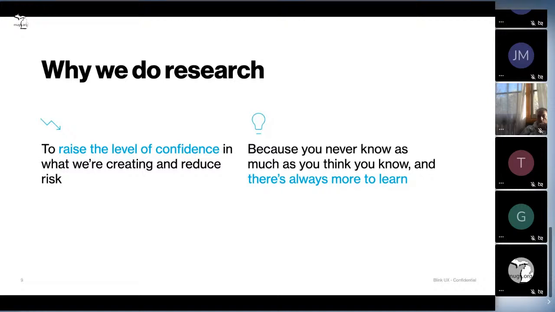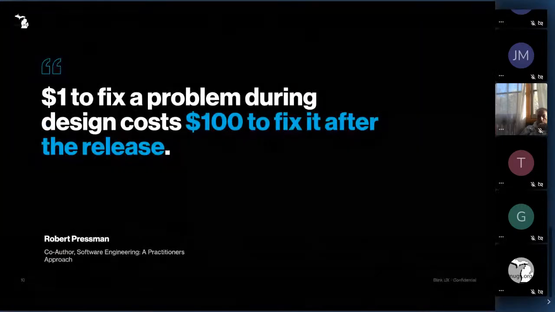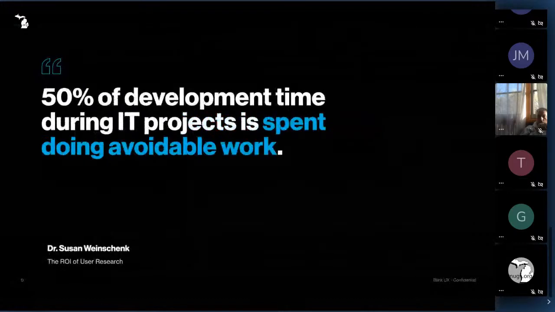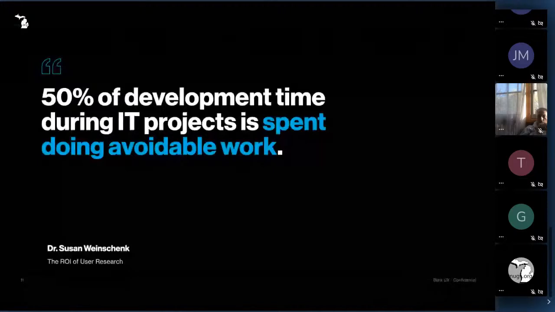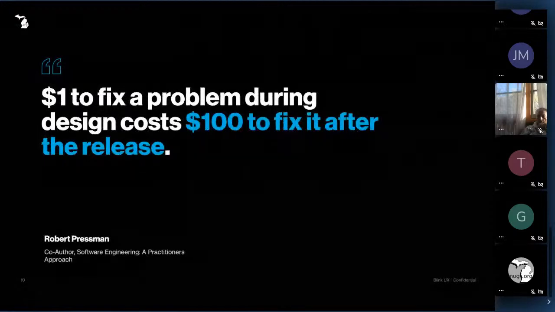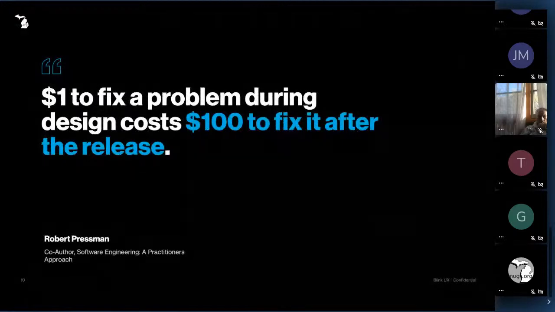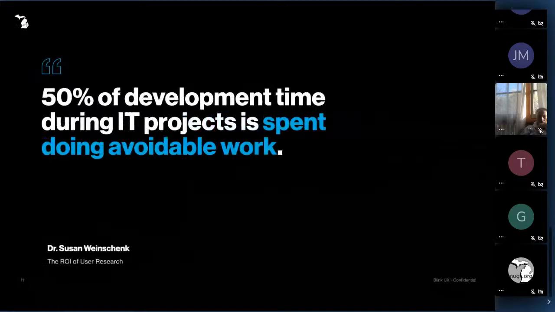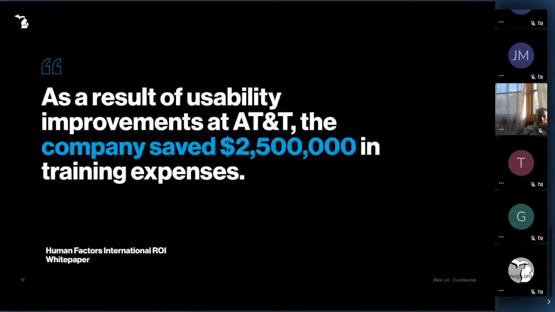Here we go. There are all these kinds of quotes. I threw a couple of these in here about why to do research. So 50% of development time is spent doing avoidable work. This one: $1 to fix problems early on can be $100 to fix after the release. And the industry is awash with these kinds of examples of doing research early on allowing you to save a lot of money in training expenses and other kinds of development things.